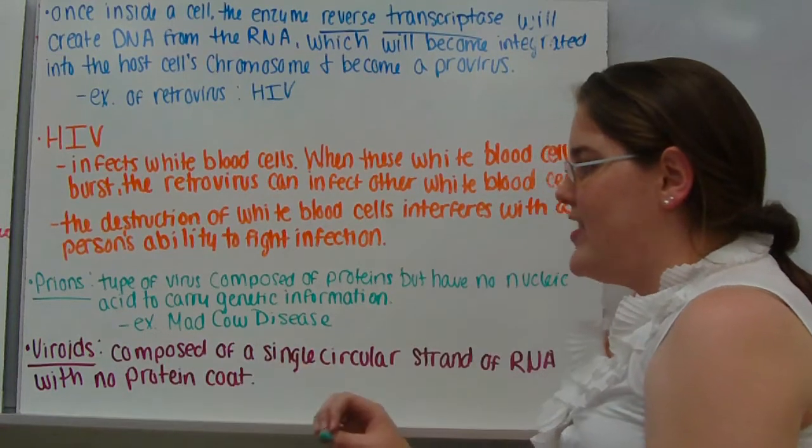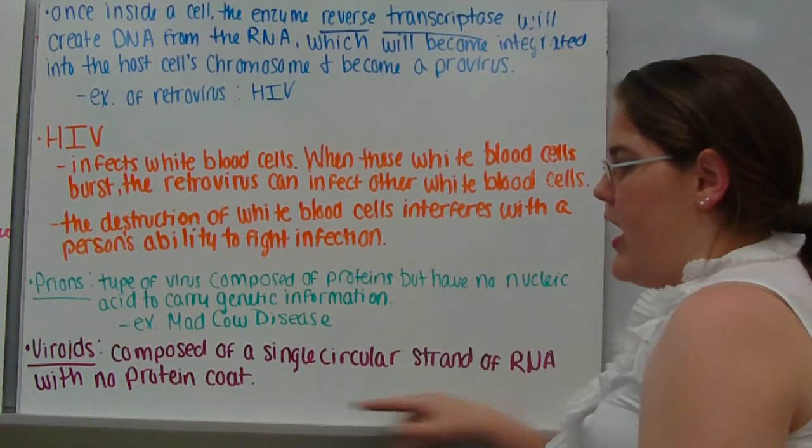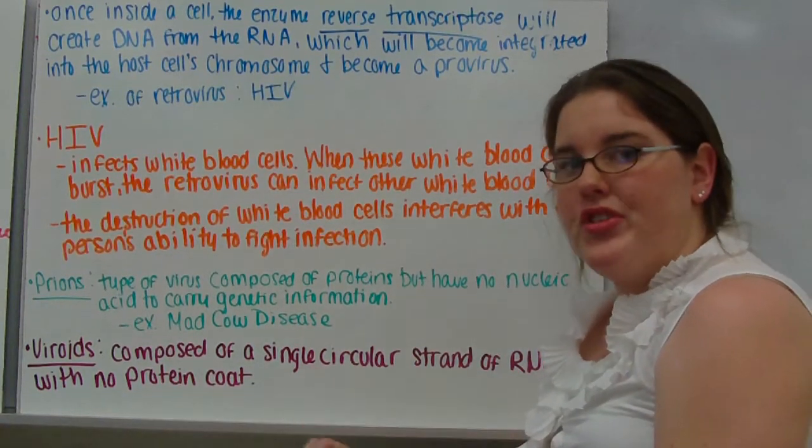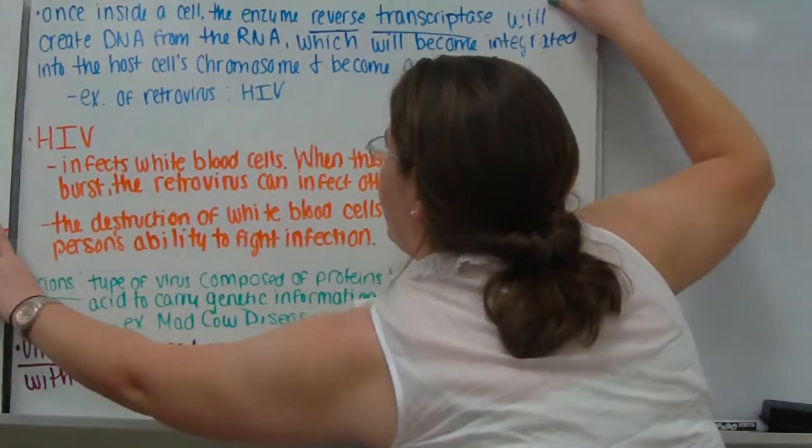And a viroid, the last type of virus we're going to talk about, is composed of a single circular strand of RNA with no protein coat. And this is more so seen in plants.